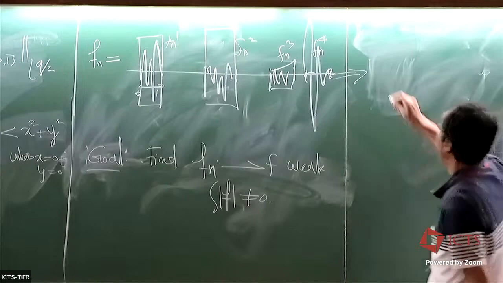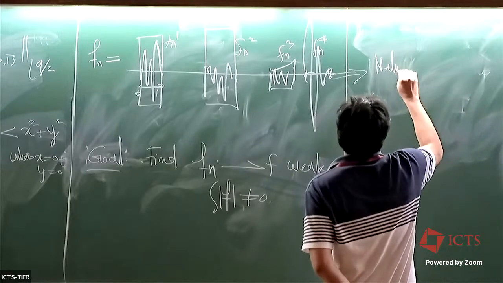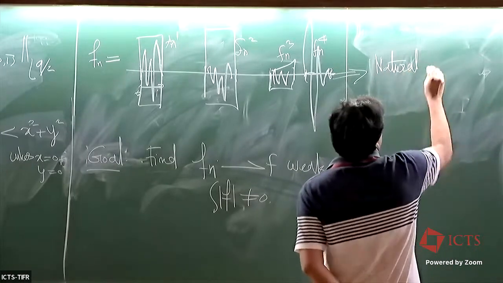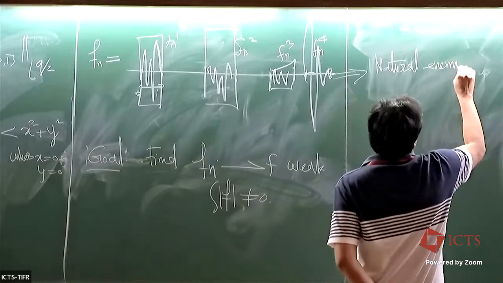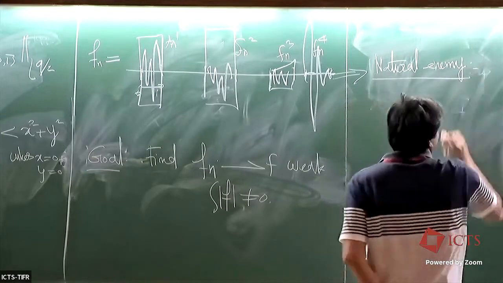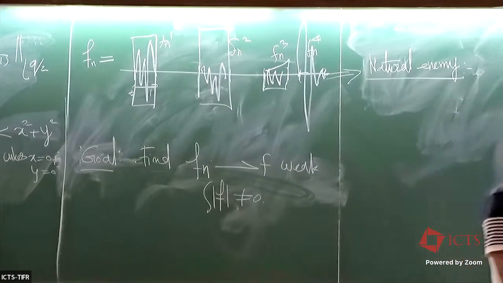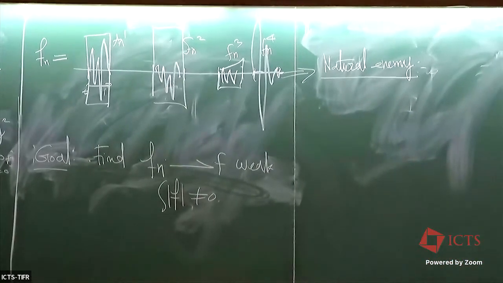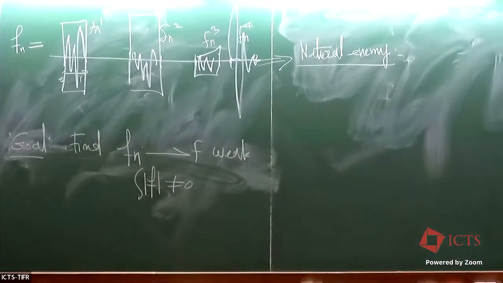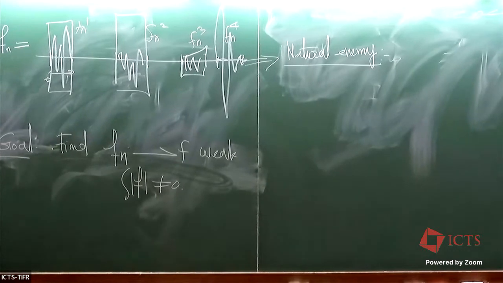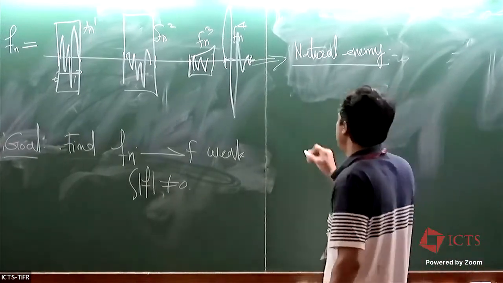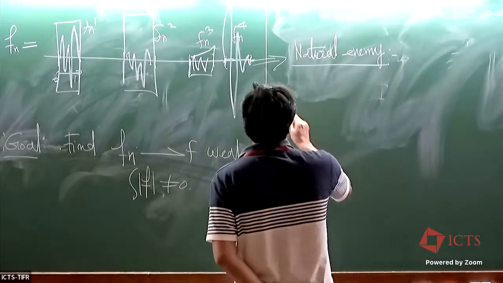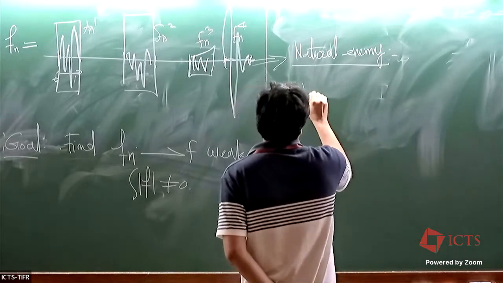Okay, so the natural enemy, let me give you an example of what's happening. What's the natural enemy? We might have a sequence which is, let's say, supported on the interval 0, 1, and its absolute value is at most 1, but it can still converge weakly to 0. One of the examples is the Ramanujan basis.